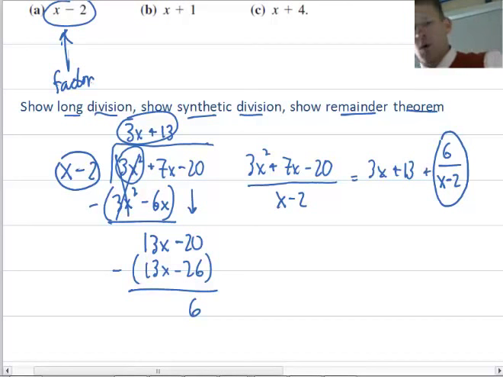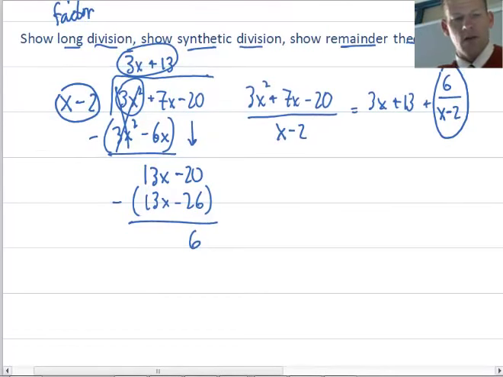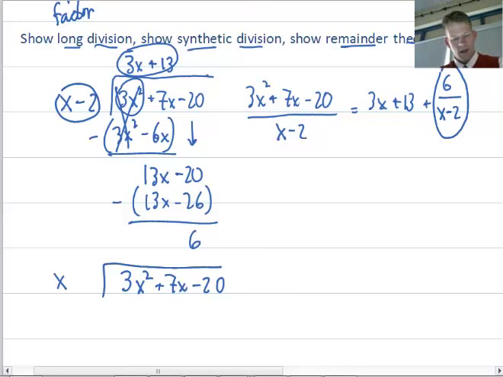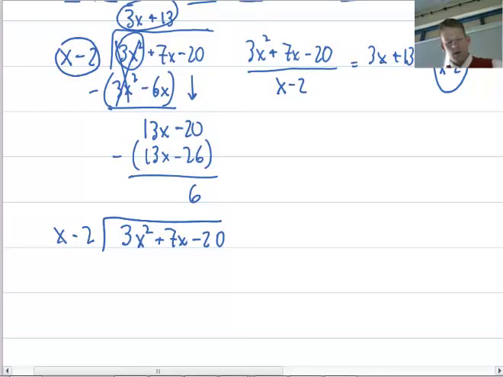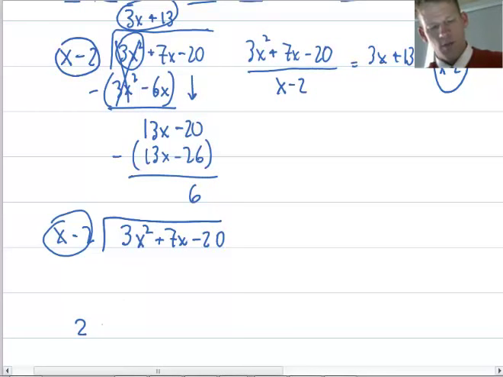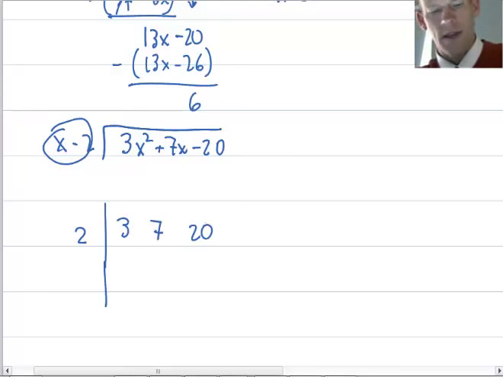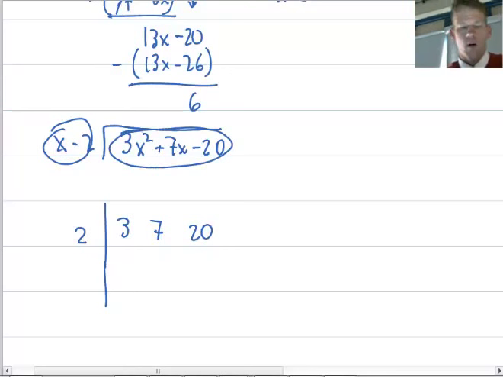So a quicker way to check this out is to do synthetic division. So if you're doing 3x squared plus 7x minus 20, and you're going to divide it by x minus 2, what you do is you figure out what the root would be. So that would be a 2. You draw a line, and you work with a coefficient vector, which would be 3, 7, and 20. That would represent the coefficients of the polynomial.